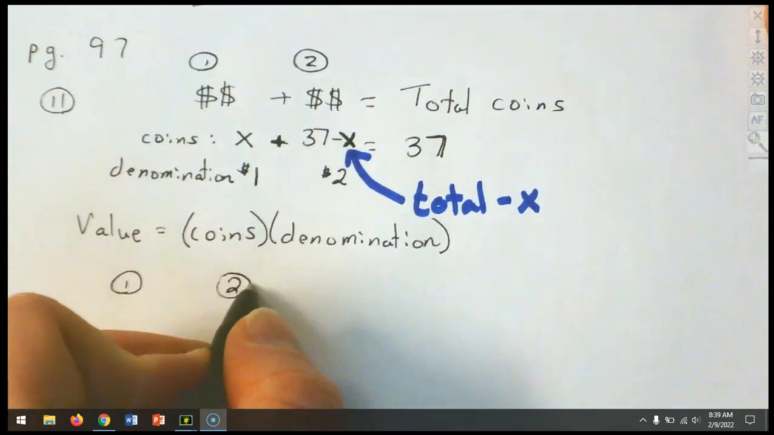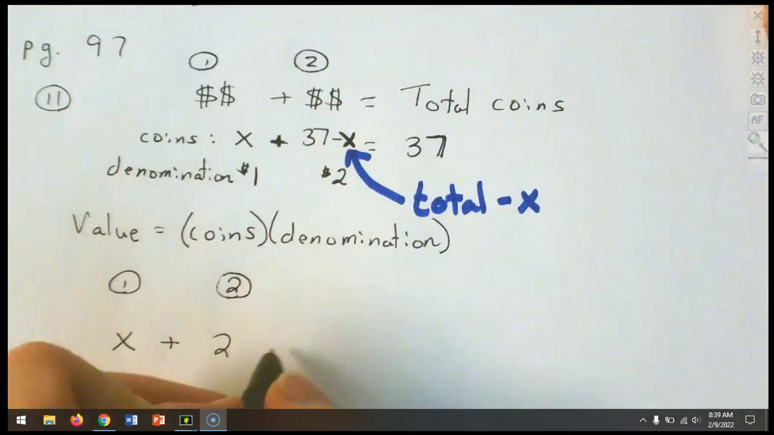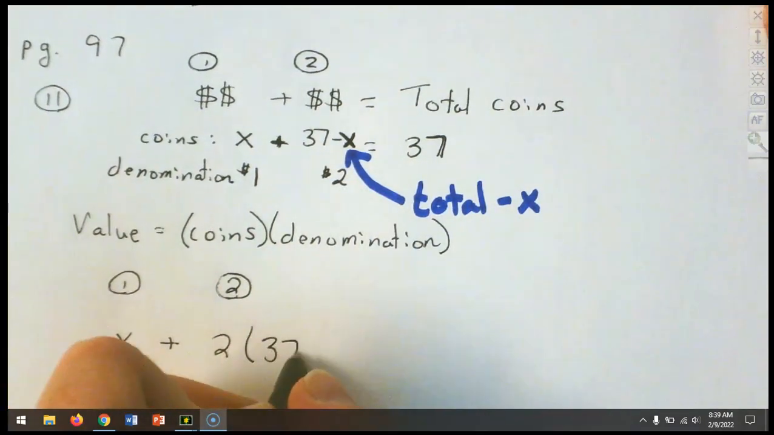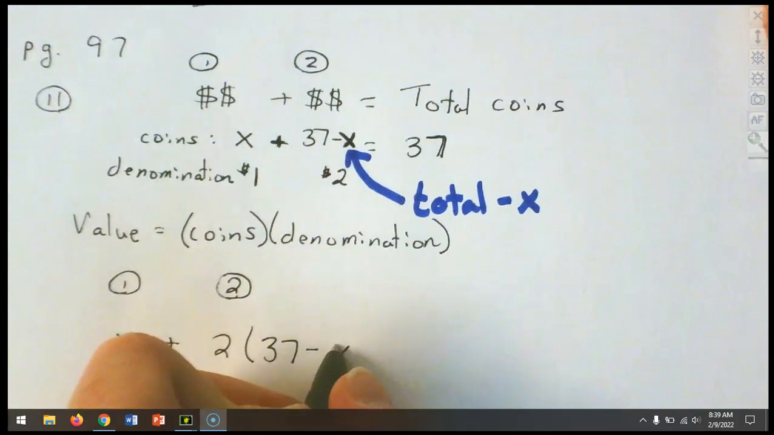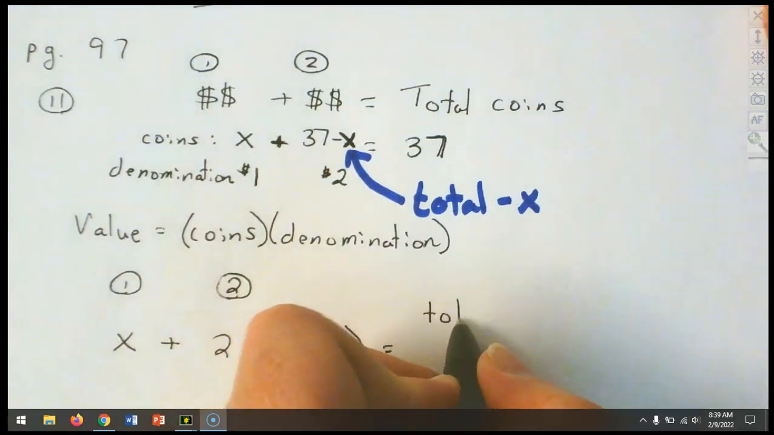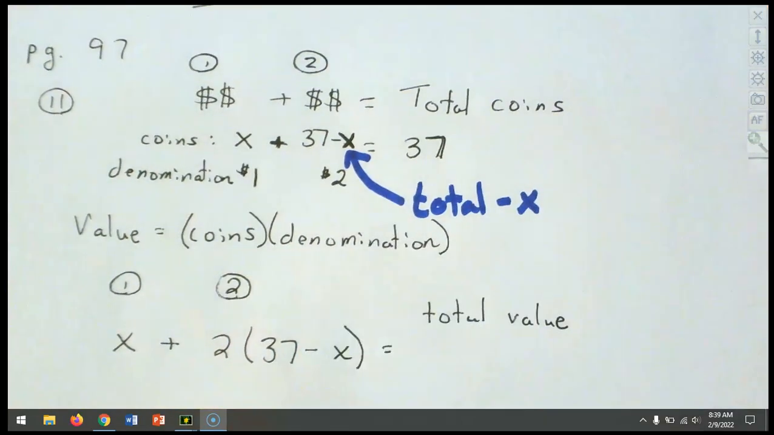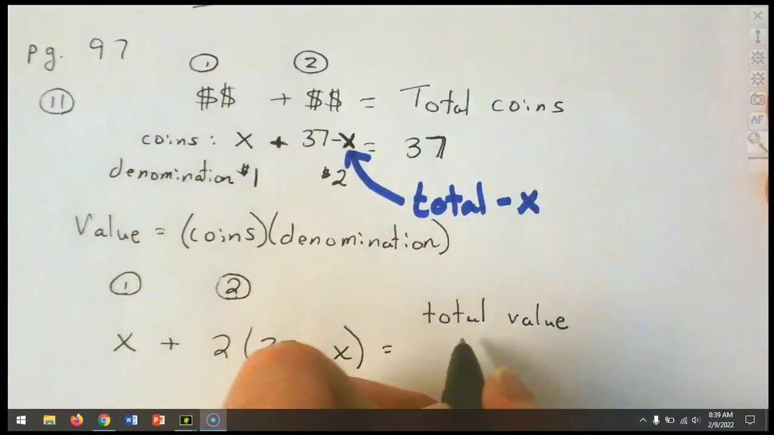What about the $2 coins? Well, they're worth $2 a piece, right? And how many of those do we have? Unknown, but that's 37 minus x. And what's our total value of all the coins put together? How much if I went to trade those coins in would I get? 51. Yep, I would get the 51 here.